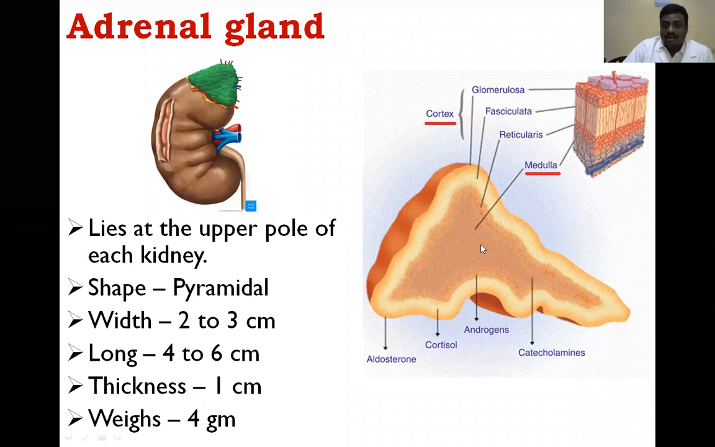Here at the center is the medulla, the inner medulla. The outer part is completely covered by the cortex, the outer cortex. This outer cortex again has three types of cells. What are those? Glomerulosa, fasciculata, reticularis. GFR, you can remember both.